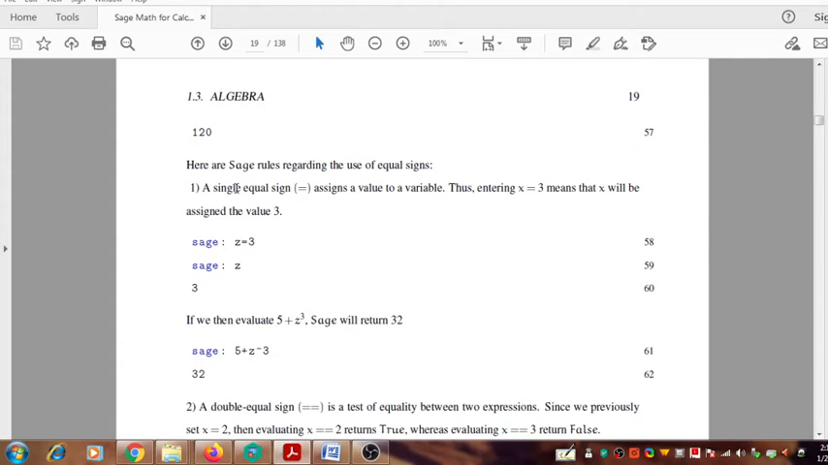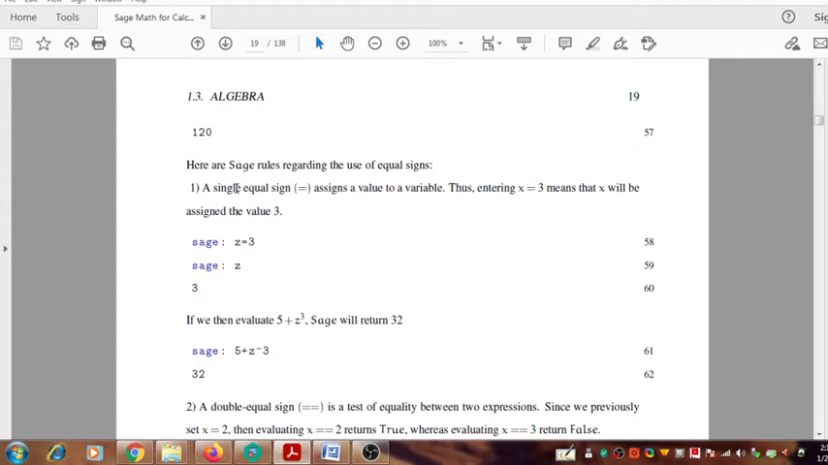For example, if you write a equal to b in a programming language, that means b is assigned to a, and that's the exact meaning of the use of a single equal. But if we use two equals simultaneously, for example, a double equal to b, if somebody uses it in a programming language, that means we have two expressions, a and b.